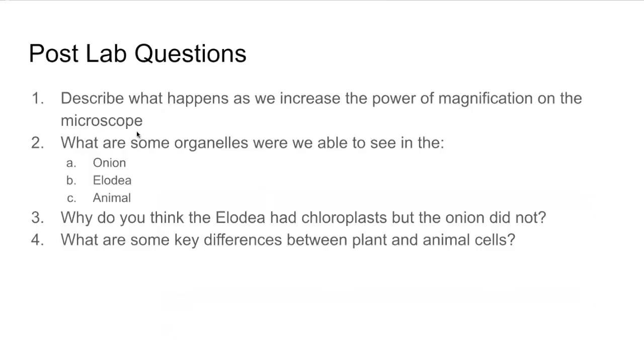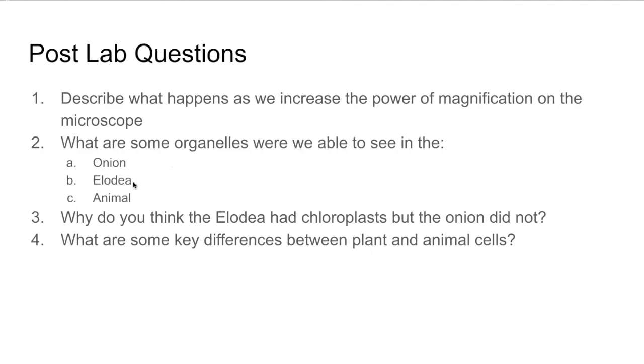Let's think of some post-lab questions. As we increase the power of magnification on the microscope, you see the specimen get bigger and you're able to see it in more detail. The organelles we were able to see in these organisms: in the onion, we were able to see the cell wall. Inside of the cell wall, we had the plasma membrane. We were able to see the cytoplasm and the nucleus.